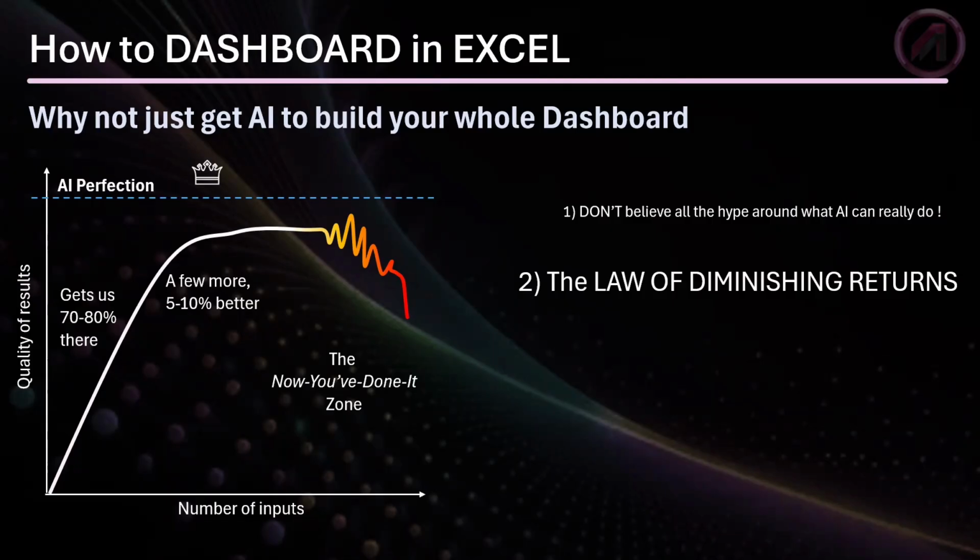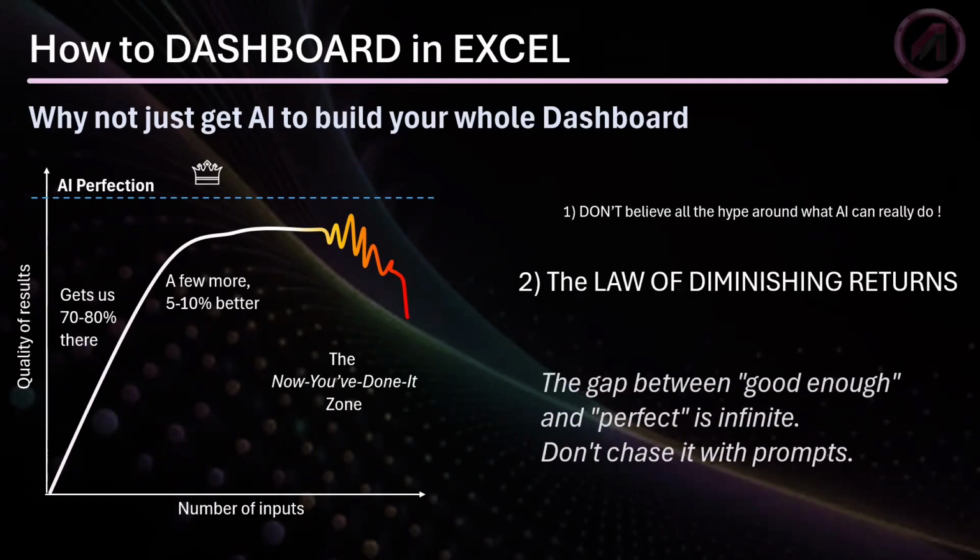It gets to the point where, because of the size of the chat window, you start using up a lot of tokens, you start getting hallucinations, and it starts answering in a way that it thinks is what you want to hear, but actually isn't. So the gap between good enough and perfect is actually infinite. Don't think that you can just keep prompting so that you get a perfect chat.